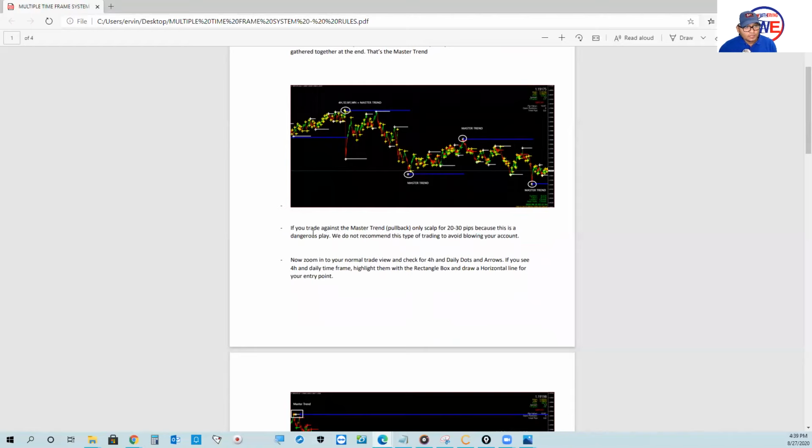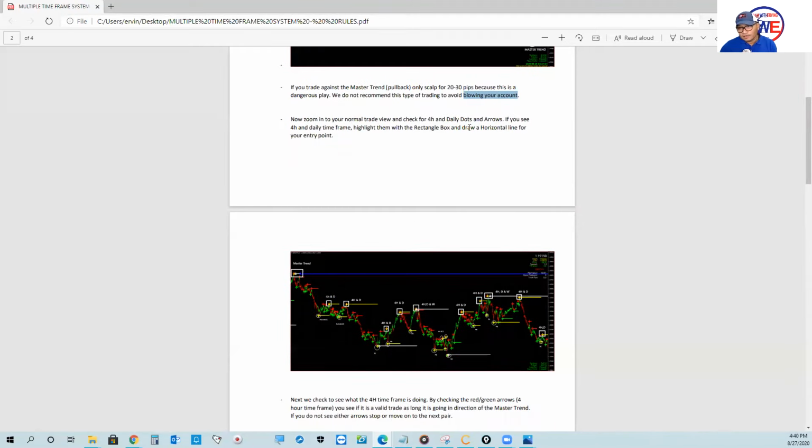Very simple to use. And here, I'm telling you guys, if you are gonna be trading against the master trend, we know that that is called a pullback. Because trust me, even if we tell people not to trade pullbacks, they're still gonna do it anyway. So please learn how to grab 20 to 30 pips, because that is very dangerous. Otherwise, you are gonna be blowing your account. So at the end of the day, stay with the rules. Only trade a market that is either bullish or bearish.